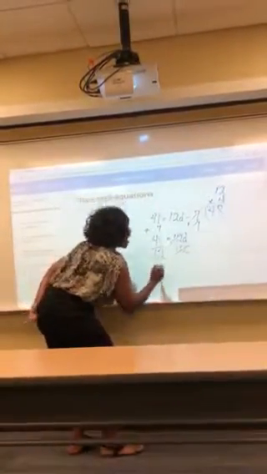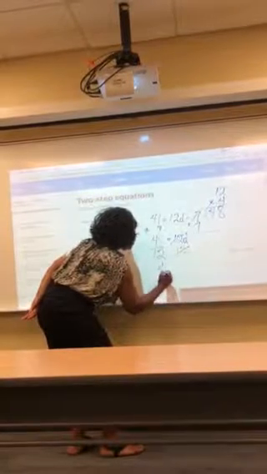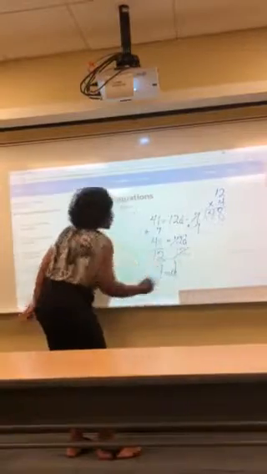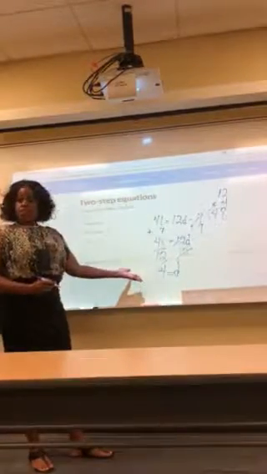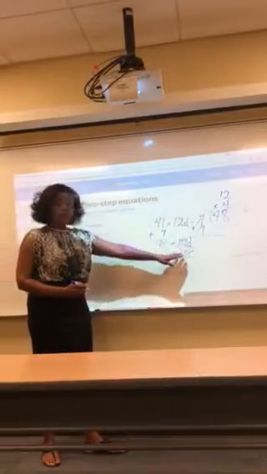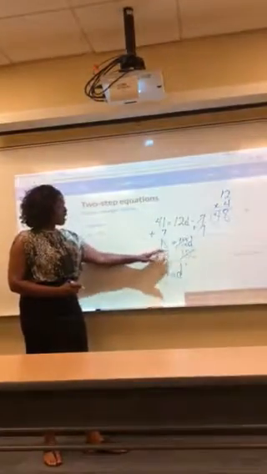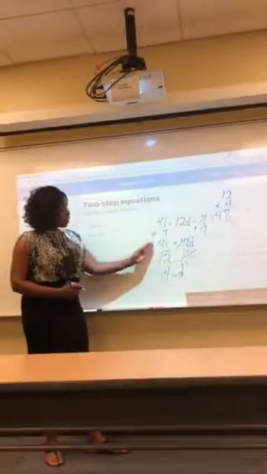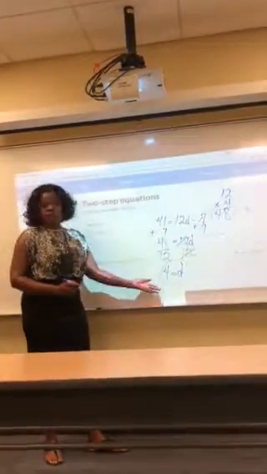So now we have 4 equals what? D. That is the solution. We've solved for D. Again, we had to divide 12 on both sides to solve for D, get the D by itself. 12 divided into 48 goes 4 times.